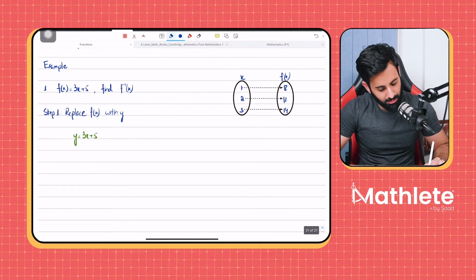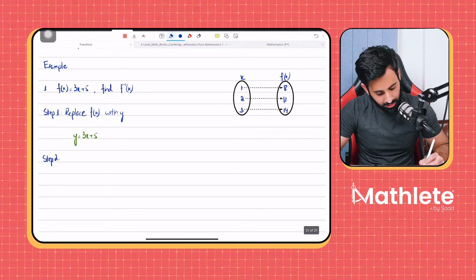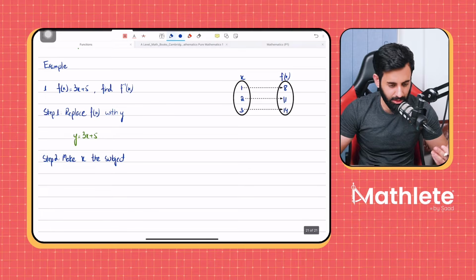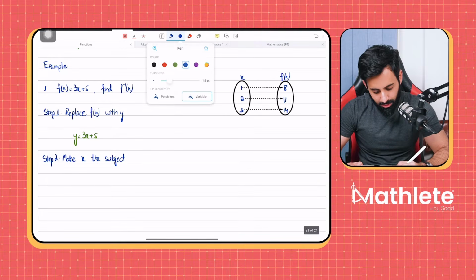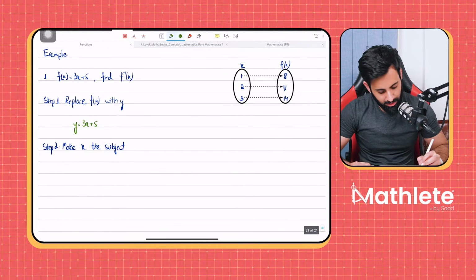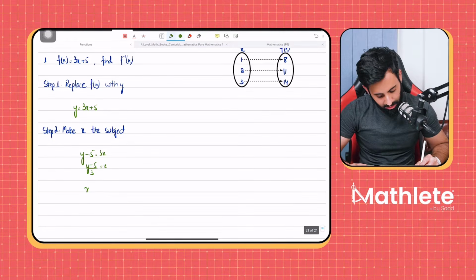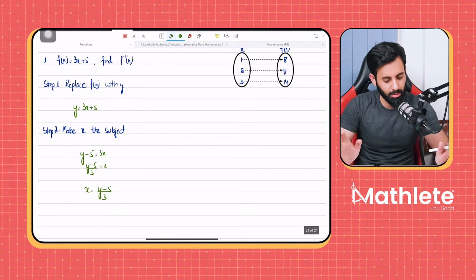What's step 2? Step 2 is that you make x the subject, or rewrite the whole function, making x the subject in terms of y. This will also be done step by step. y minus 5 equals 3x. y minus 5 upon 3 equals x. Let's write this nicely: x equals y minus 5 upon 3. So you've done the core steps now.